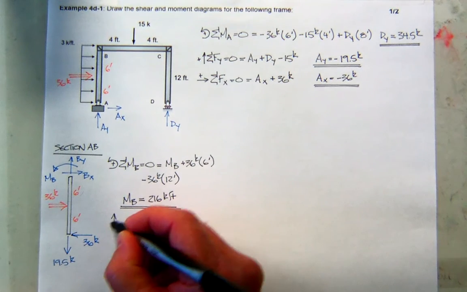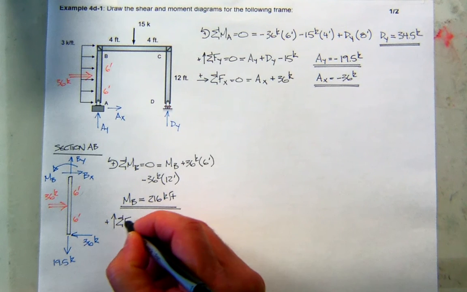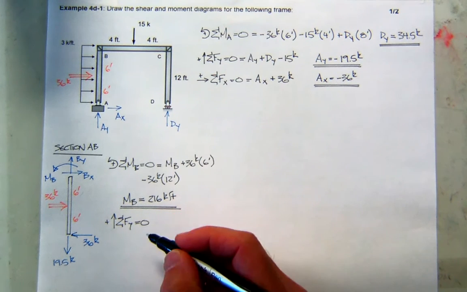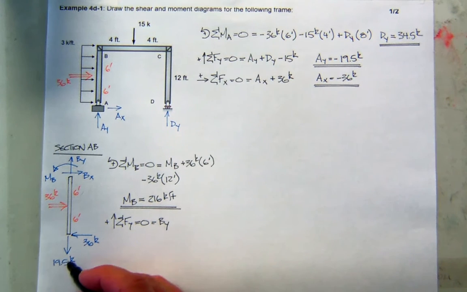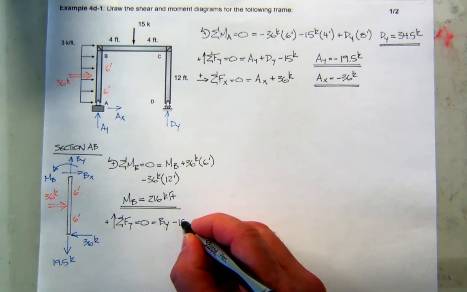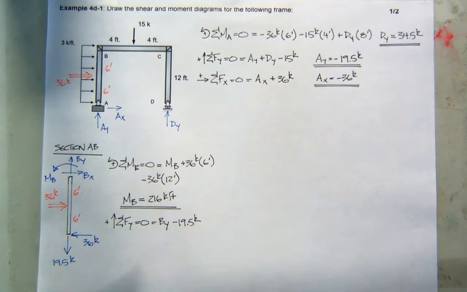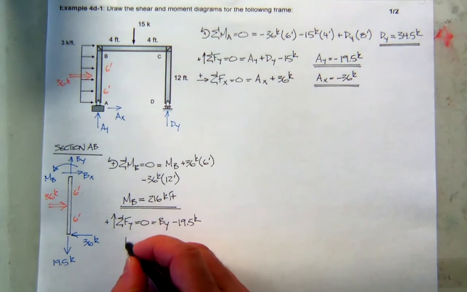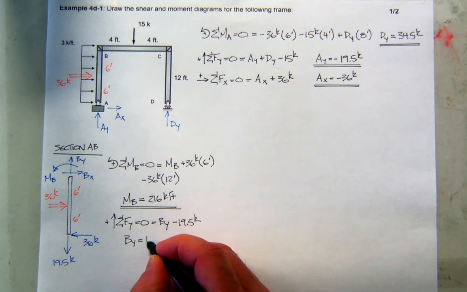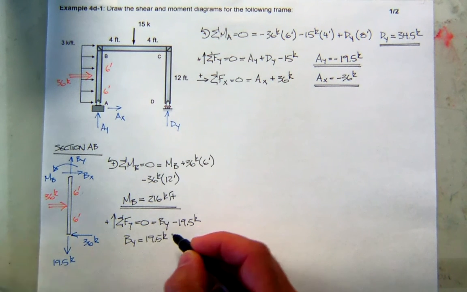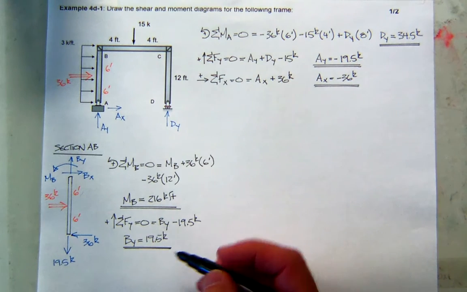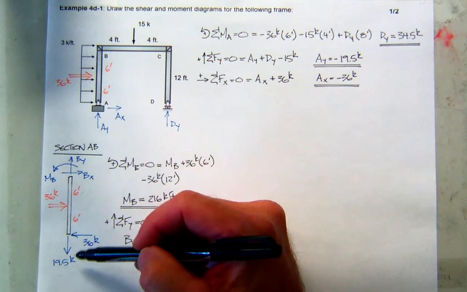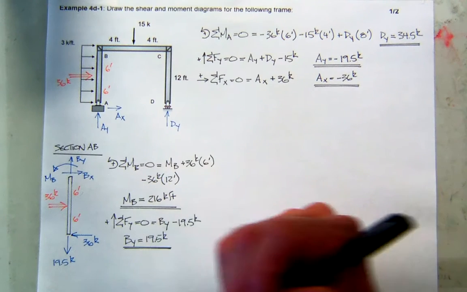Then we can sum forces in the y direction. So what do I have? I've got BY acting up, positive. I've got this 19.5 acting down, that's negative. Anything else in the y direction? Nope. So that's easy to solve. BY is equal to 19.5. So this element is in tension or compression? Tension.